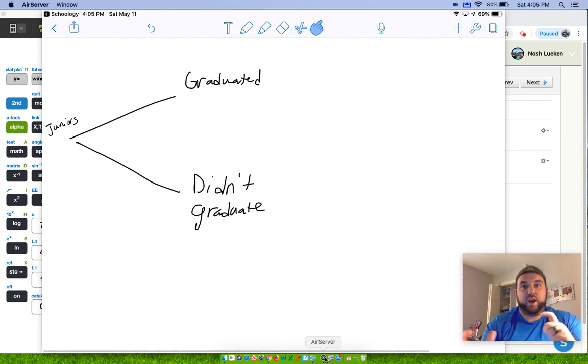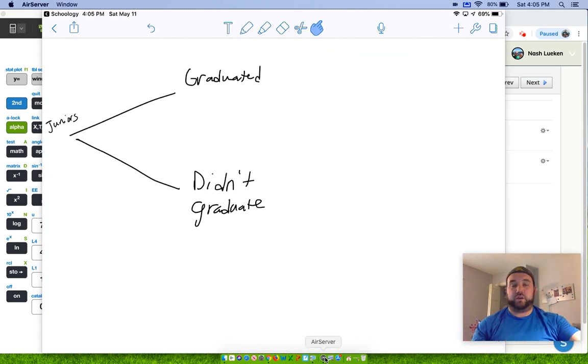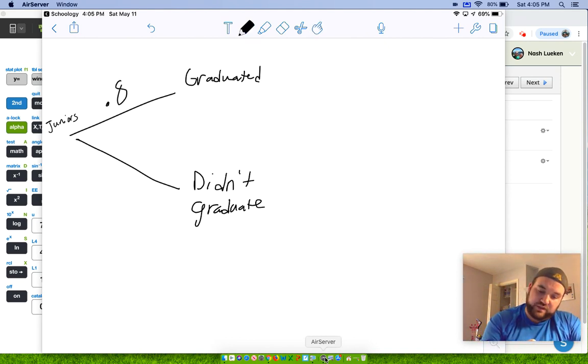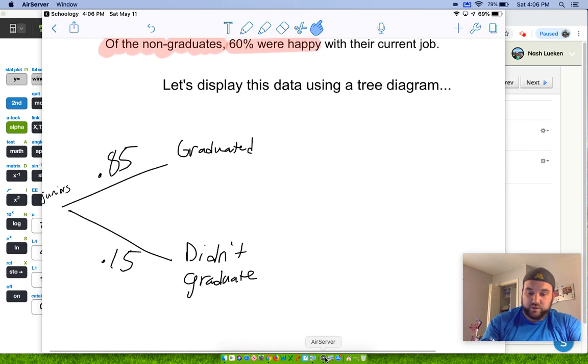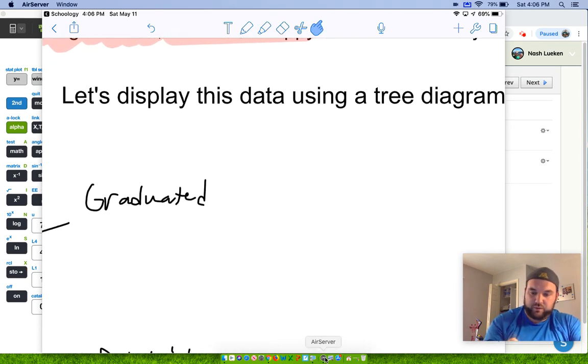And then I'm going to label each branch with the probability that a student falls under that category. So of all the juniors, 85% graduated. This is not given, but we can infer that those that didn't graduate would be 15% of the students. Okay, so 85% graduated, 15% did not. Of the high school graduates, so let's assume that you've made it across to the graduation end of it, 90% of those people were happy with their job. So from the graduated, I have two choices. Either you're happy with your job or you're not happy.